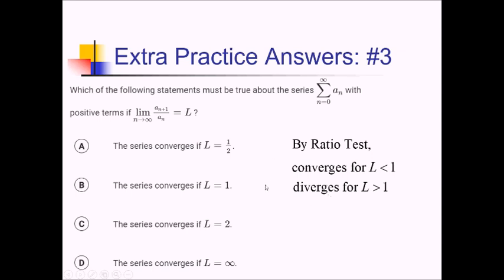So let's look at our answer choices and see if any of them match these criteria. So choice A, series converges if L equals 1/2. Well, 1/2 is less than 1, so A is a true statement. But let's just look at the others to see if we can eliminate them.